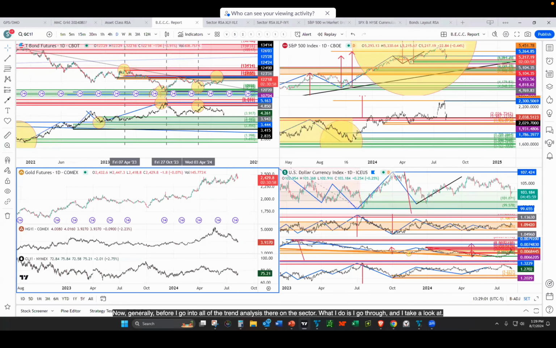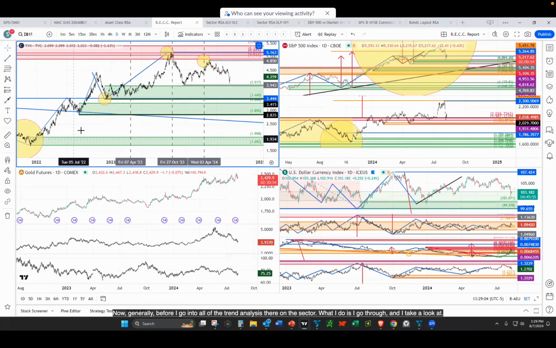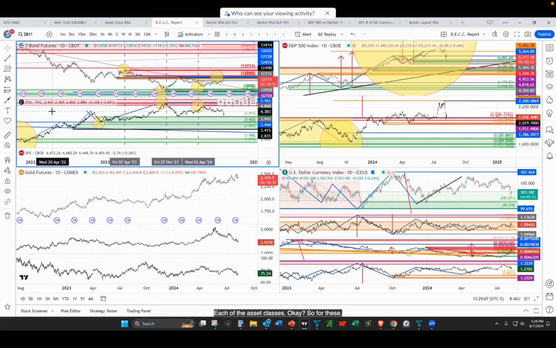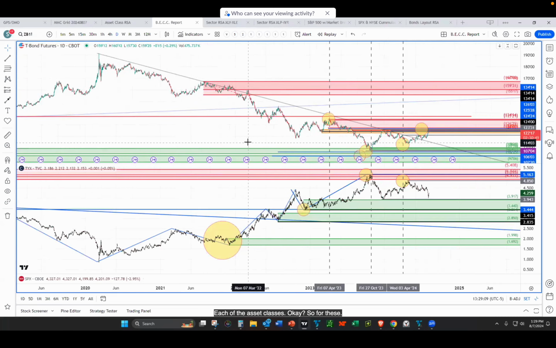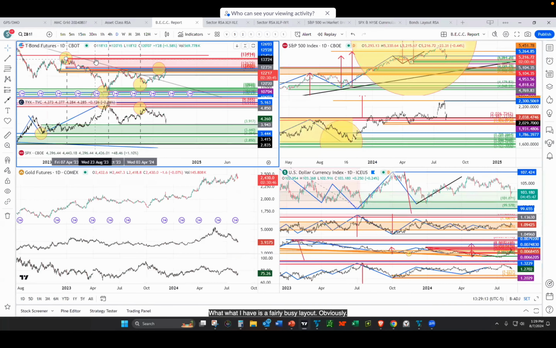Now, generally, before I go into all of the trend analysis there on the sector, what I do is I go through and I take a look at each of the asset classes. Okay, so for these, what I have is a fairly busy layout, obviously. In the upper left-hand corner, we have the 30-year bonds, and below that, we have the 30-year yield. To the right of that, we have the equity indexes for the S&P 500 and the Russell 2000.